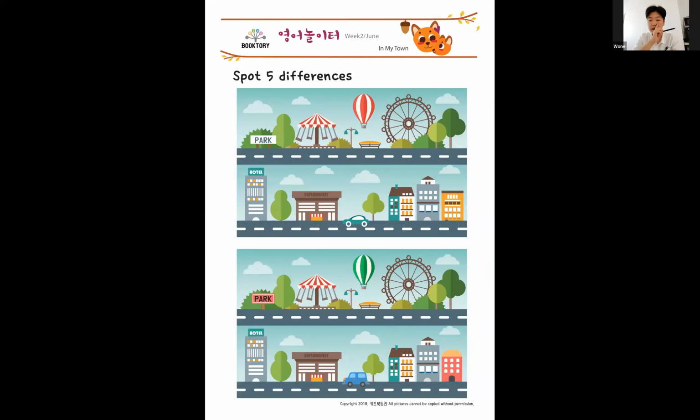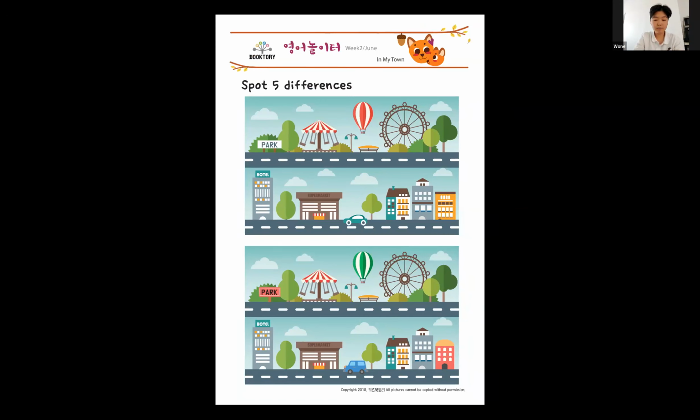All right, let's spot 5 differences. So I'm gonna get my pen out.